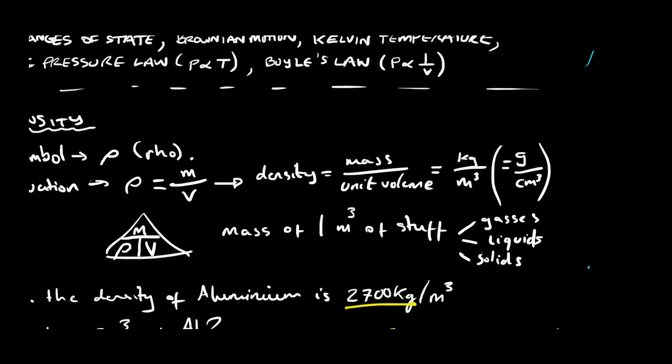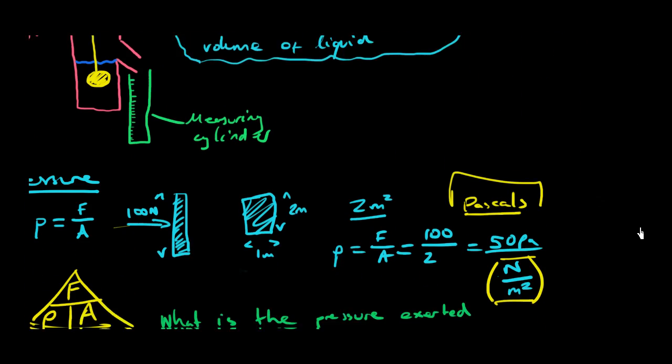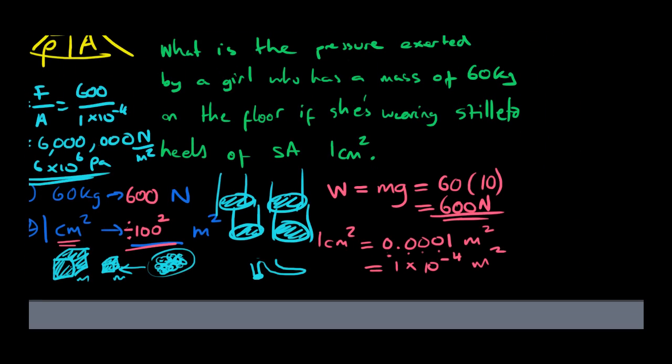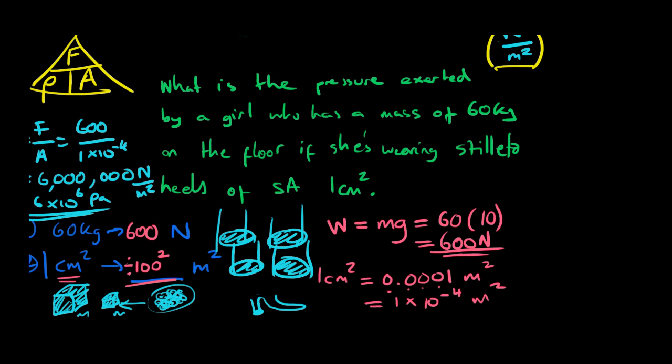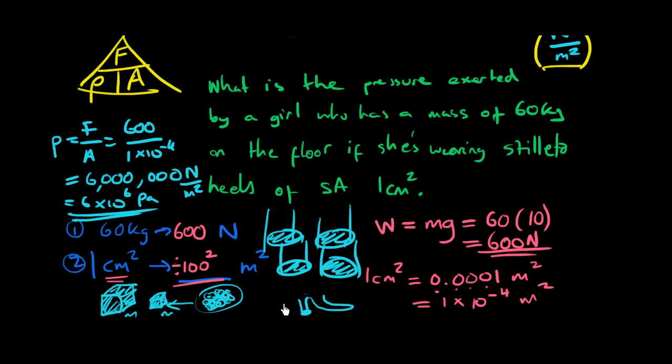I wanted to mention that in the last video I forgot to mention something quite important. We calculated the pressure exerted by a girl who's wearing stiletto shoes, and I talked also about an elephant, how the pressure exerted by an elephant, even though it's got a much larger mass, would still be smaller because of the difference in the areas, and therefore the pressure would be much higher here because the area is much smaller.